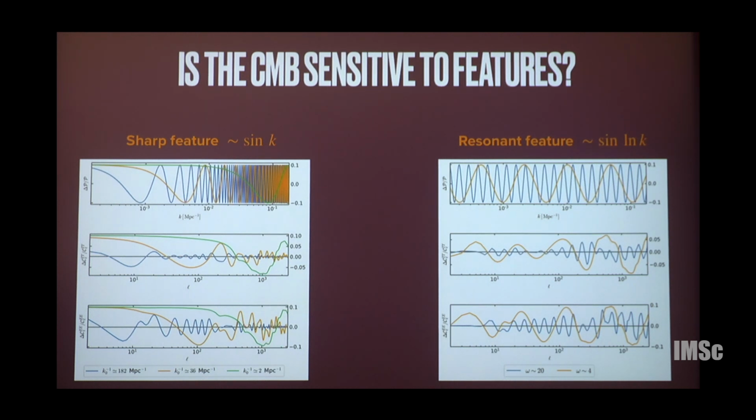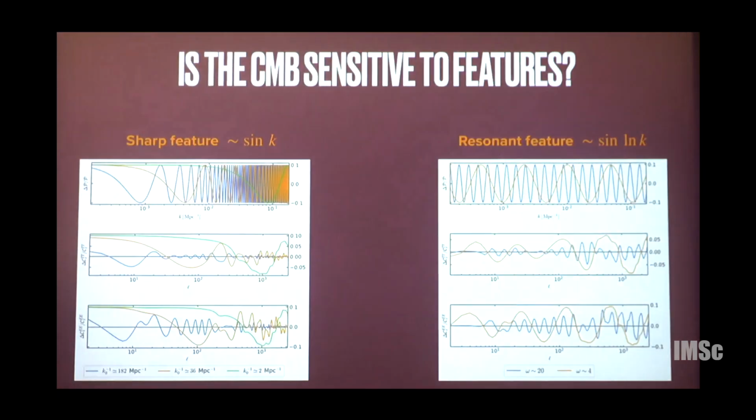Whereas for sine log k, things are different. The sensitivity of the CMB angular power spectrum gets better as you go to higher multipoles. So this is showing that CMB angular power spectra are sensitive in different ways to different physical mechanisms producing these primordial features. So this is all theory, but how about the data? Because we do have data.